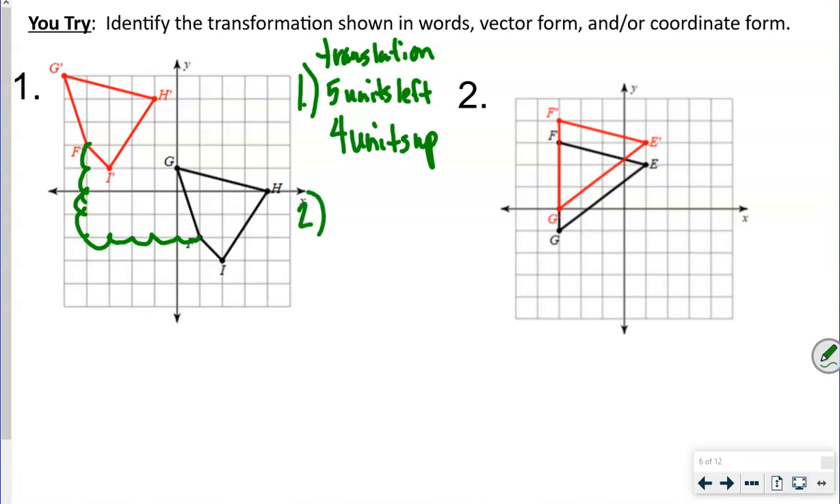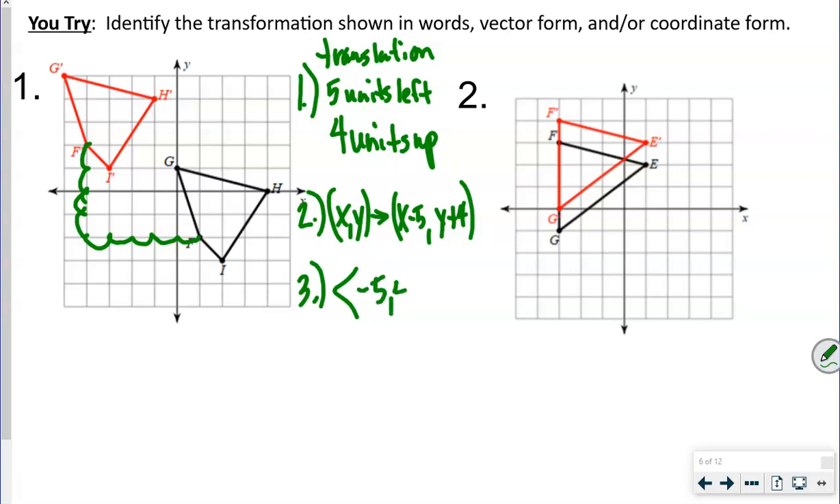So we're going to do our x, comma, y. It changes to what? So if it's 5 left and 4 up, doesn't that 5 left mean it's going to be x minus 5? And this is going to be y plus 4, okay? Then remember, we're taking those two values and we're putting them in a vector, okay? That's just our vector. So our vector is going to be -5, 4. You guys getting it? Okay.